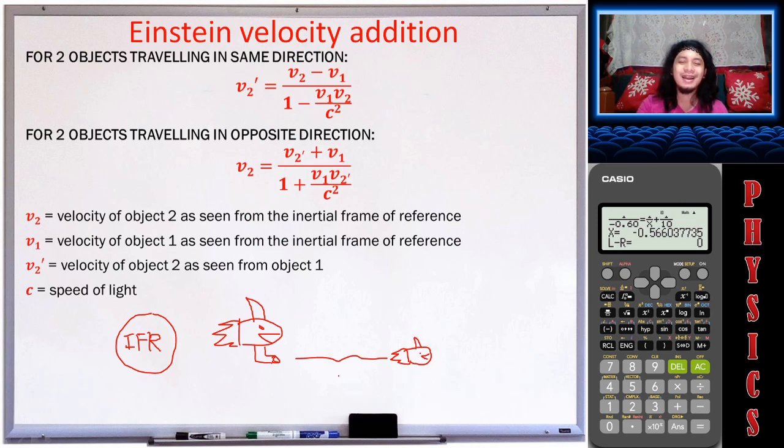Okay, so ito yung sample natin. Pag sinabi nating this is object 1, this is object 2. Pag sinabi nating V1, it is the velocity of object 1 as seen from the inertial frame of reference. Ibig sabihin, V1 is the velocity of object 1 kapag tiningnan mo siya sa reference natin, in this case, the Earth. Yung V2 naman is the velocity of object 2 kapag tiningnan mo siya dito sa ating reference.